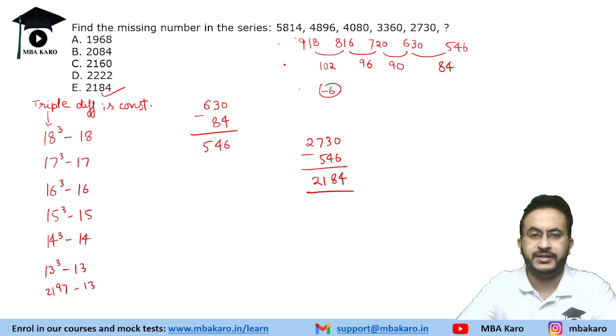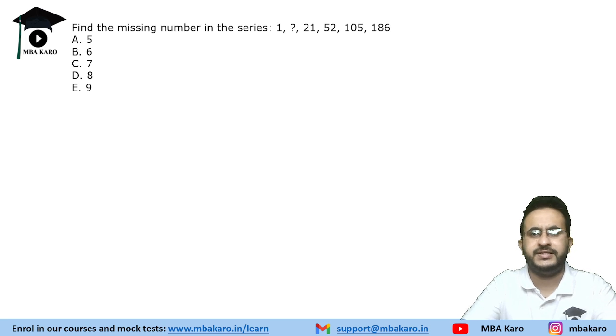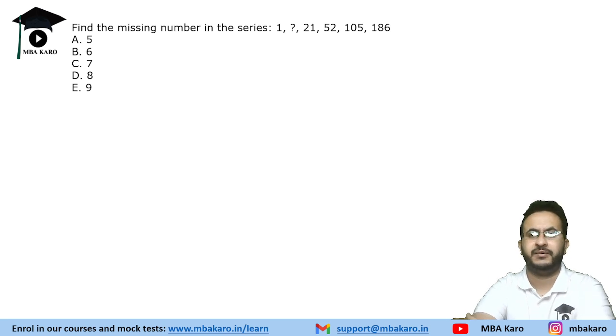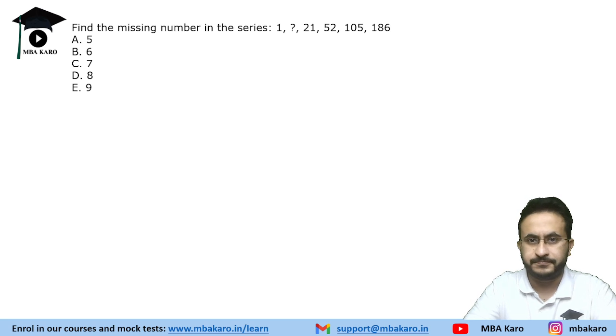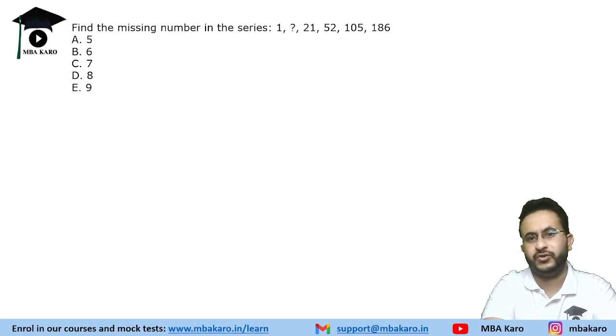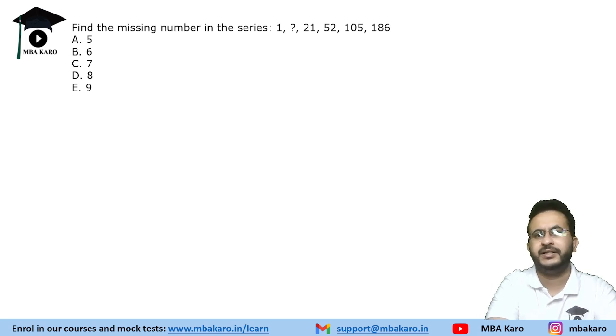Let's look at the next one. Now this is the series which is given to us. One number is missing, 2152. Then we have 105 and 186. Now this looks again like a series which looks complicated, right?